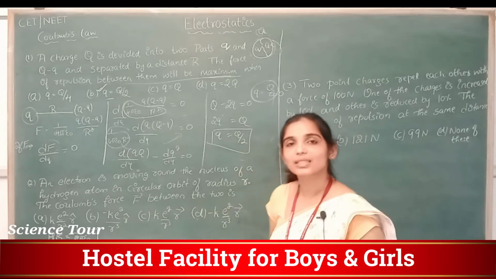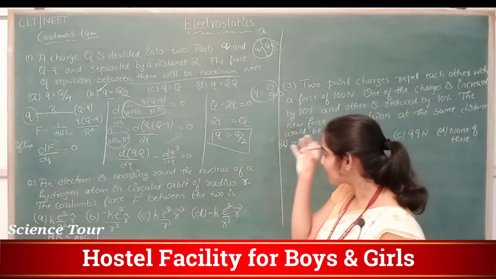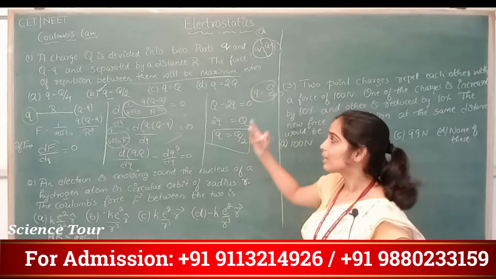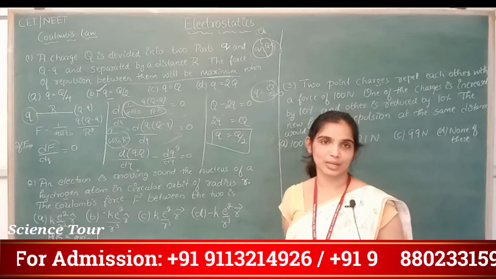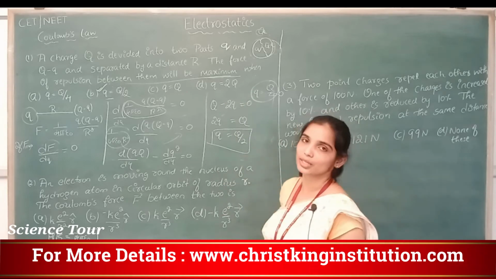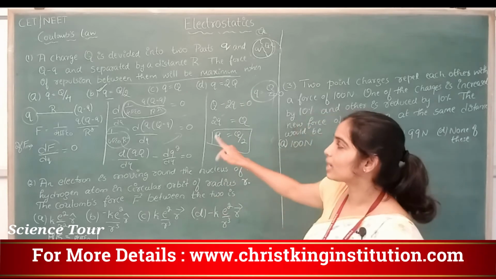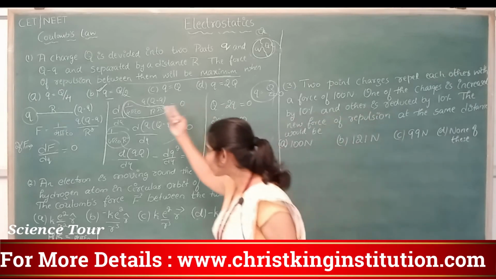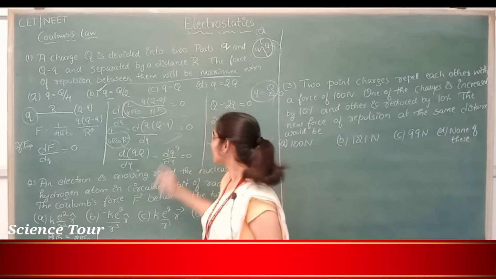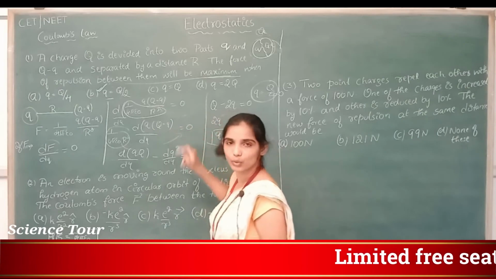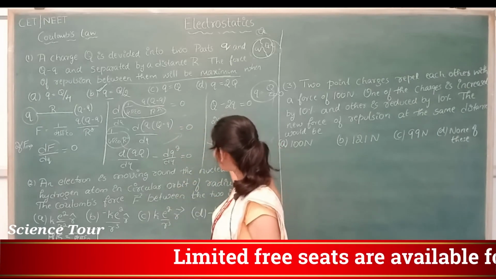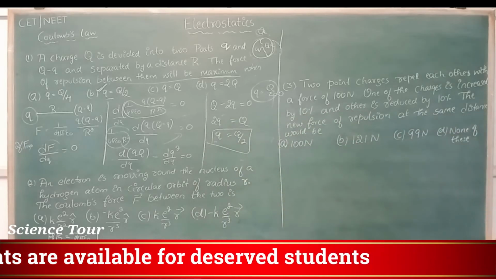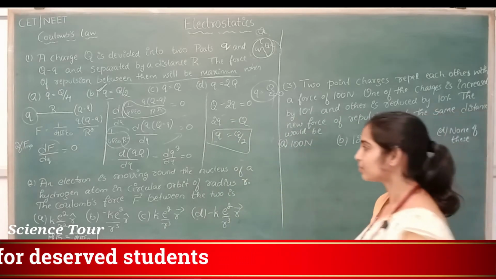Or else, if you want to go with the mathematical steps, since it is maximum repulsion force, the differentiation of the force should be 0. The rate of change of force with respect to charge should be 0. So differentiate the force between them and equate it to 0, then you will get the value of q. I hope you are getting this. Let's move to the next problem.